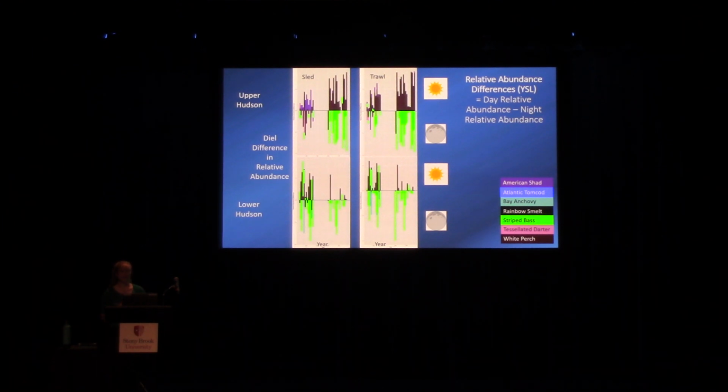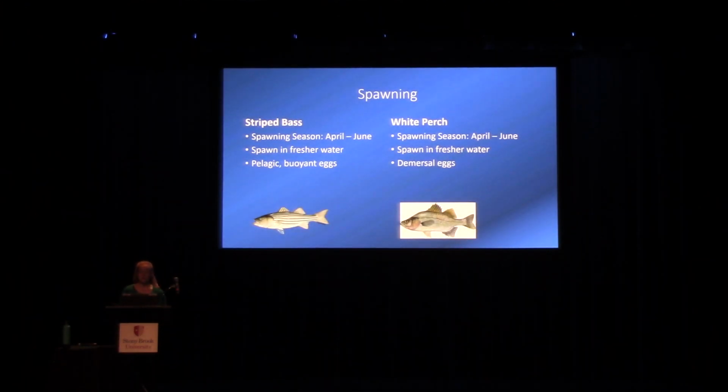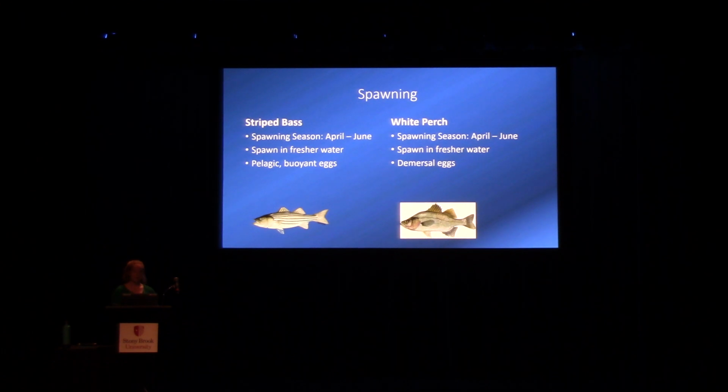during the day in our data versus at night, with white perch dominating the daytime relative abundance and striped bass dominating at night. So for the rest of this analysis, I've focused on striped bass and white perch because they are the dominant ones. Just a little background: striped bass and white perch both spawn between April and June in the Hudson River. They're both freshwater spawners, preferring freshwater regions of the Hudson River. Striped bass eggs are pelagic and buoyant, whereas white perch eggs are demersal.